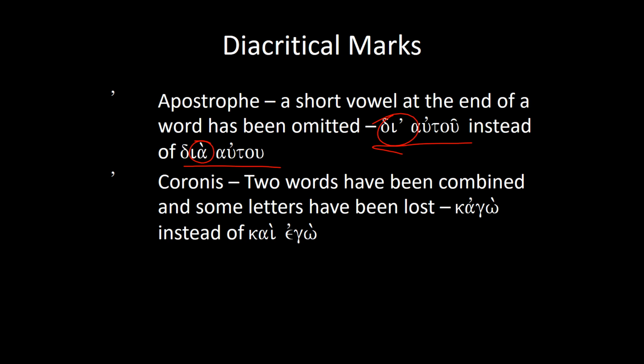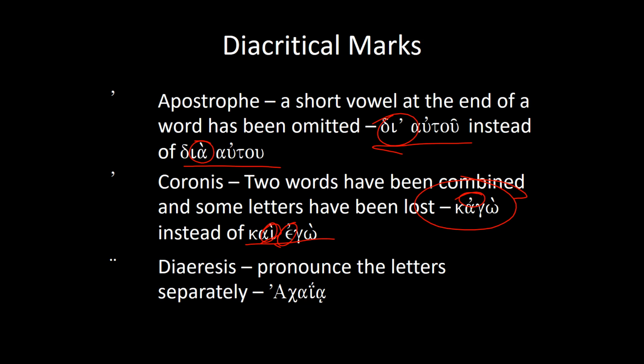There's one called a coronus, and I don't care if you know what these words are, just know what they are when you see them. If you've got a couple of words and you smash them together, you join them together, such as kai, ego, and I, and you want to stick it together like the Greeks would do, into kago. We're going to stick it right there to say, hey, something happened.